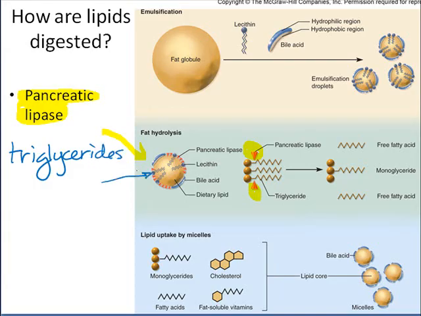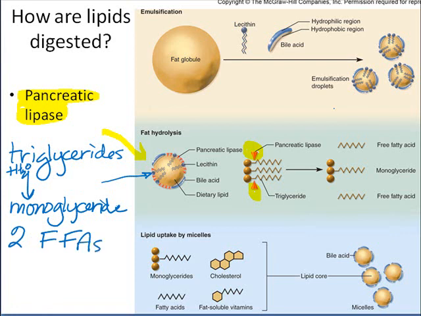That pancreatic lipase is particularly good at taking triglycerides, such as these guys shown here, and breaking them apart in the presence of water into a monoglyceride and two free fatty acids. So you can see that over here. Here's a free fatty acid, here's a free fatty acid, and here's your monoglyceride that's left over from the triglyceride. Okay, now this is all happening inside this emulsification droplet.